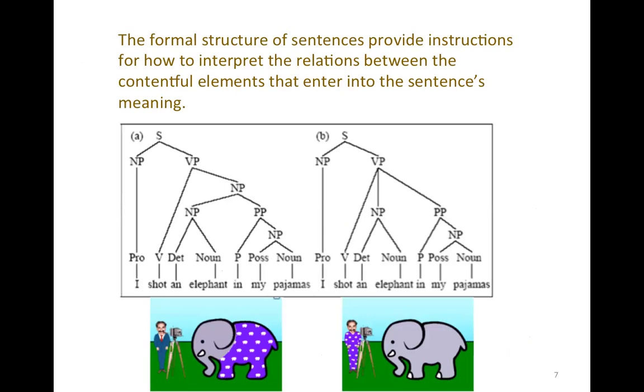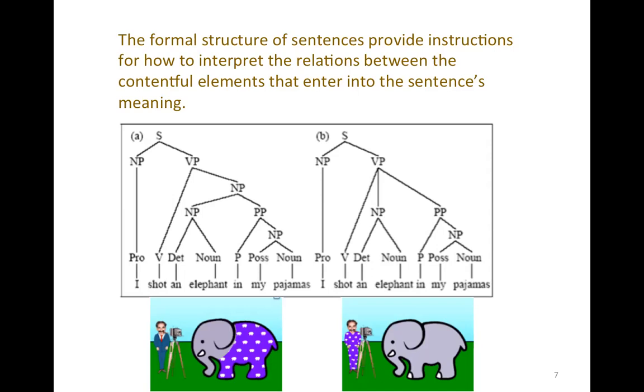So illustrated on this slide, I have the 2 syntactic structures that can be assigned to the sequence of words, I shot an elephant in my pajamas. And the 2 syntactic structures give different instructions for how we should think of the relations amongst the meanings of the words that go into the meaning of the sentence. So in one case, the elephant is wearing the pajamas and the photographer is taking a picture of the elephant. In the other case, the photographer is wearing the pajamas and taking the picture of an elephant, which is not wearing the pajamas.